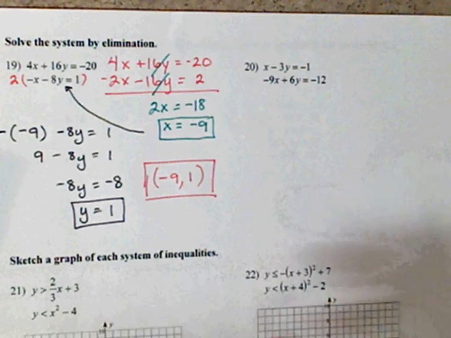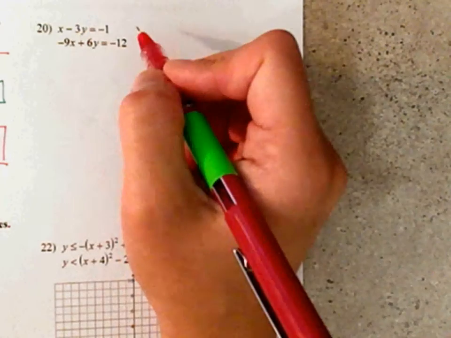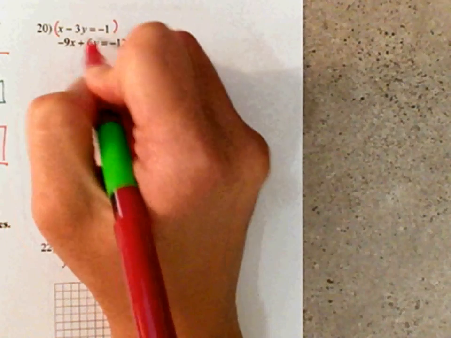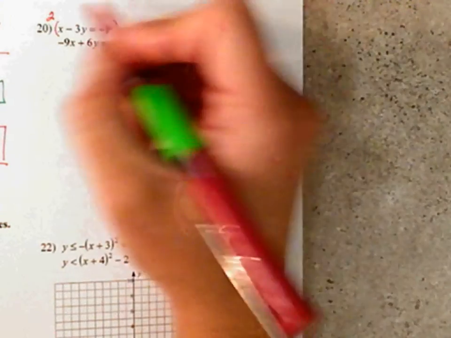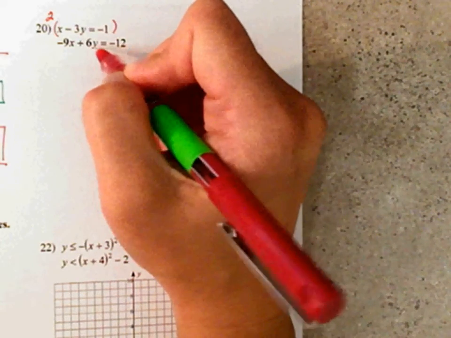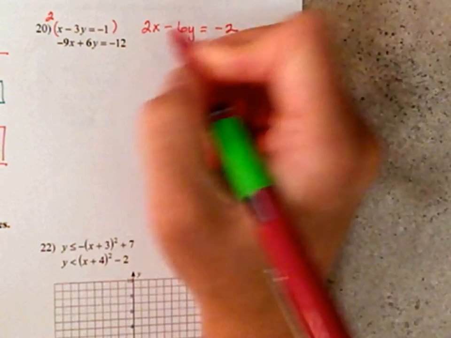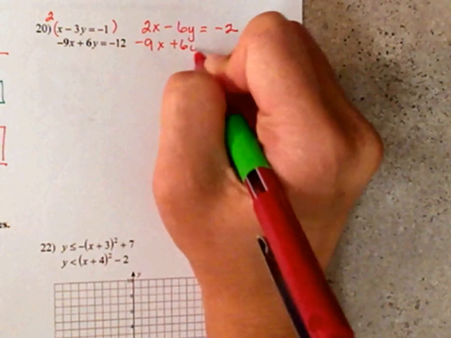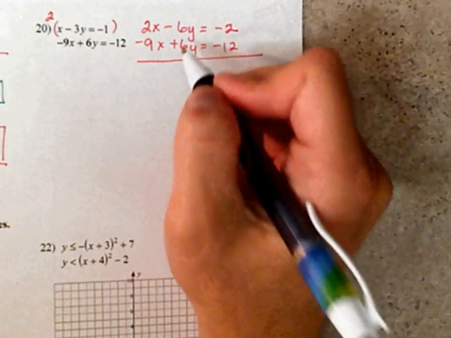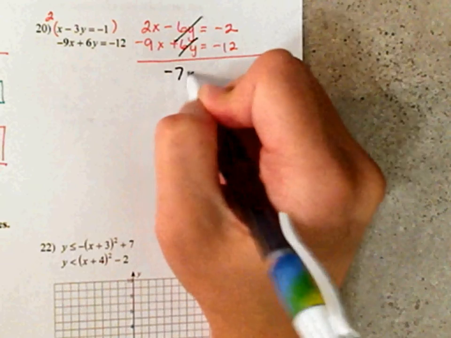Number 20, we're going to eliminate as well. Now, if you notice, I can't get rid of anything right now. But what if I multiply the top one by a 2, okay? 2 times negative 3y is negative 6y. See how they're opposite? So I'm going to multiply it by 2. So you have 2x minus 6y is equal to negative 2. Rewrite the bottom equation. Now, what do you notice? These guys cancel. 2x minus 9x is negative 7x. Negative 2 minus 12 is negative 14.